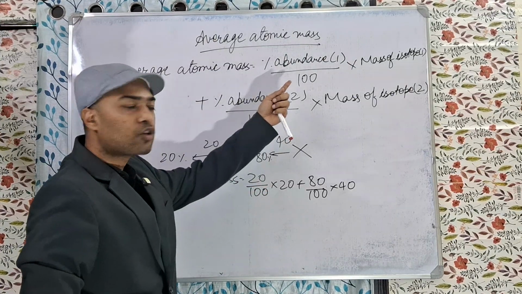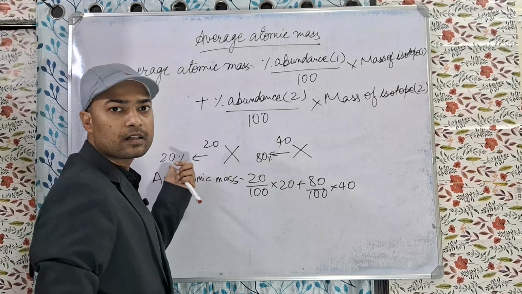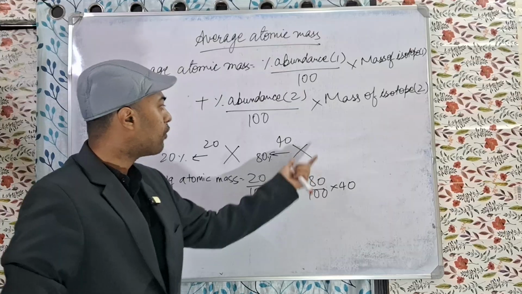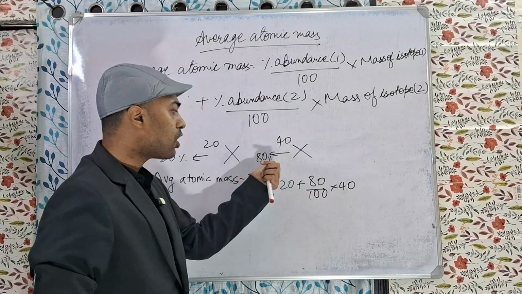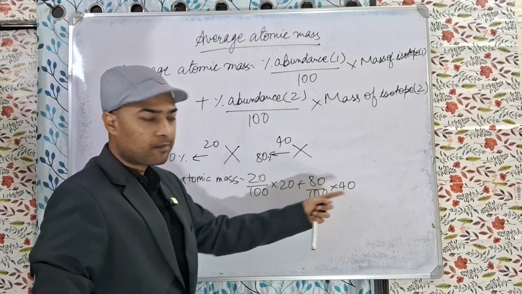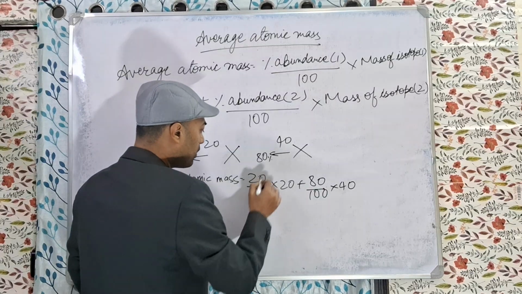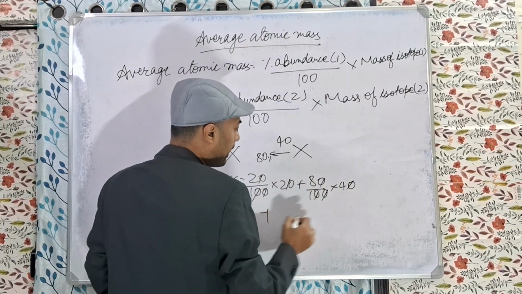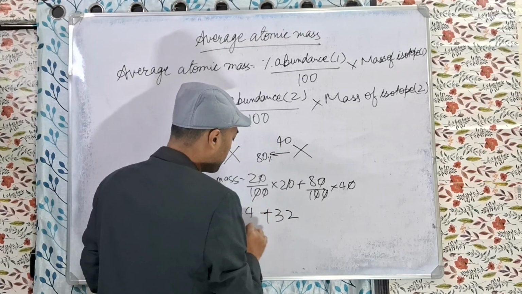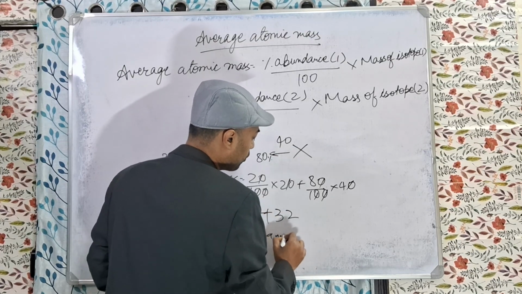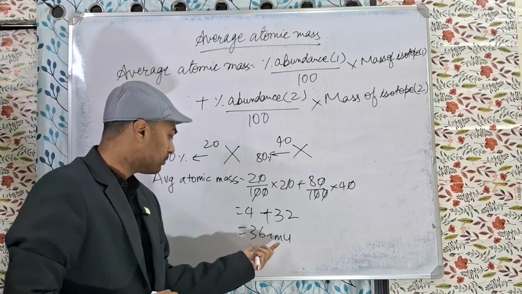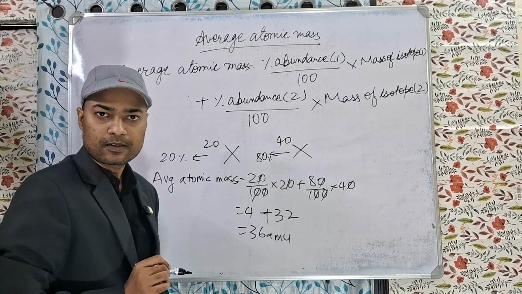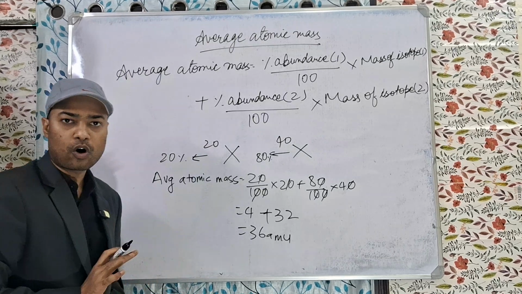Here the percentage abundance of isotope 1 is how much? 20%. Okay, and its mass is how much? 20 AMU. Similarly, for another isotope, its percentage abundance is how much? 80% and mass is how much? 40 AMU. So what do we basically get? We will simply solve it. This is 4 plus 8 4 ja 32. So this becomes how much? 36 AMU. So this is the average atomic mass for this particular element X. Okay, I hope I am clear to all of you.